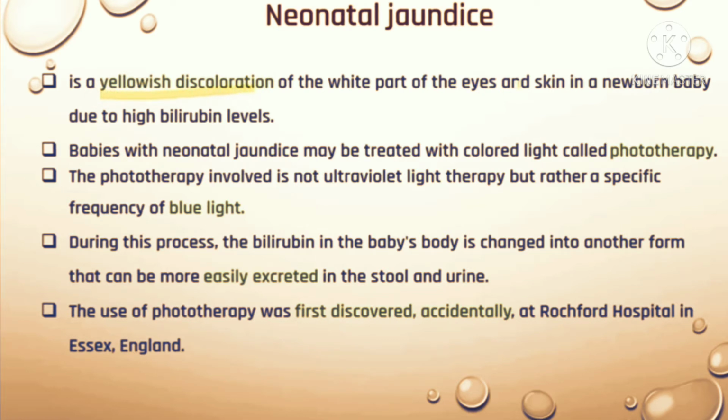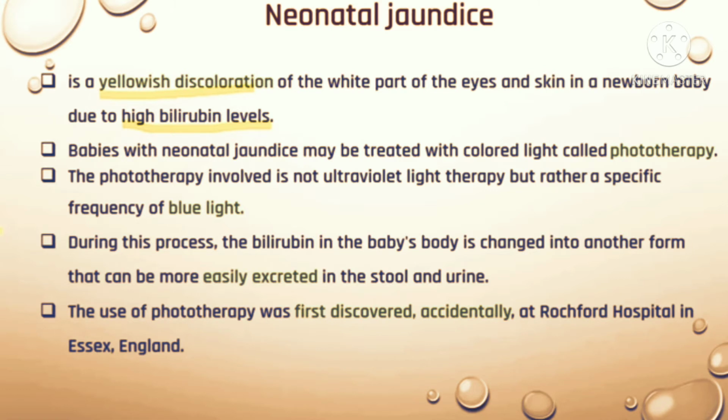It is yellowish discoloration. Okay, and it is caused due to high bilirubin levels in the body of the newborn baby. Babies with neonatal jaundice may be treated with colored light called phototherapy. So here the light which is used for the baby, and this treatment is called as phototherapy. And in phototherapy, a particular light called blue colored light, it is used for the treatment of jaundice.